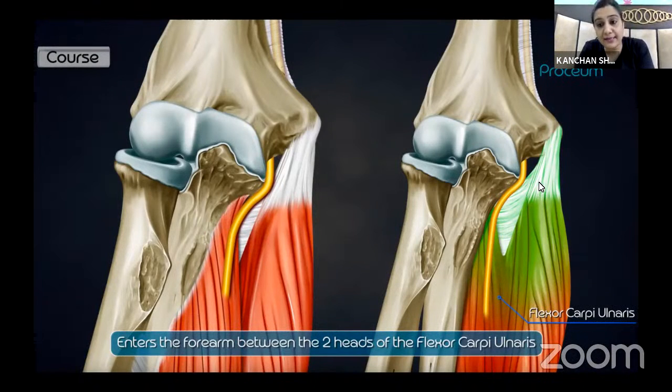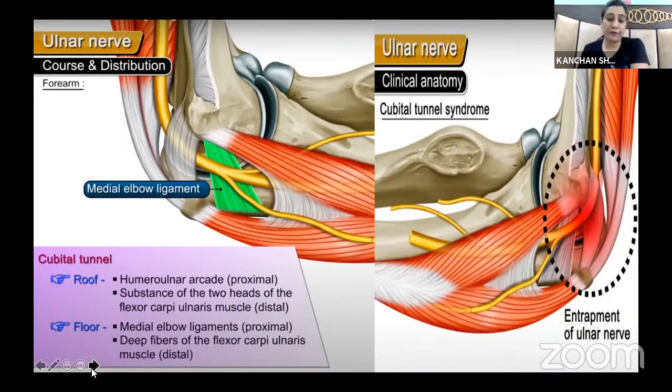So it passes from there, and then it enters the Guyon's canal and supplies your hand. In between it gives branches to your forearm muscles, and of course it gives lots and lots of branches in your wrist. So if this ulnar nerve gets entrapped in this osteofibrous tunnel, we call it cubital tunnel syndrome.